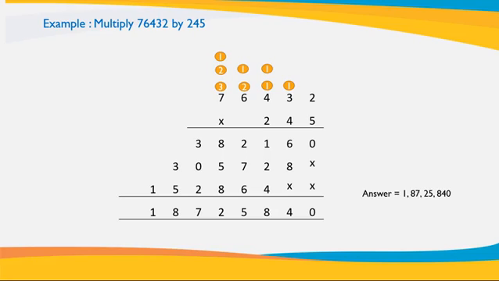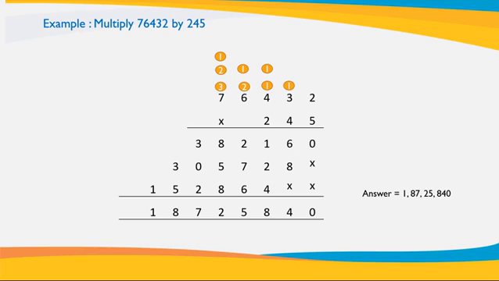Let us learn how to multiply numbers with an example. Here we have to multiply 76,432 by 245. This is a three-step multiplication. You have to multiply the number that is 76,432 by each digit of the multiplier that is 245 one by one starting from 5. So let us start the process of multiplication.